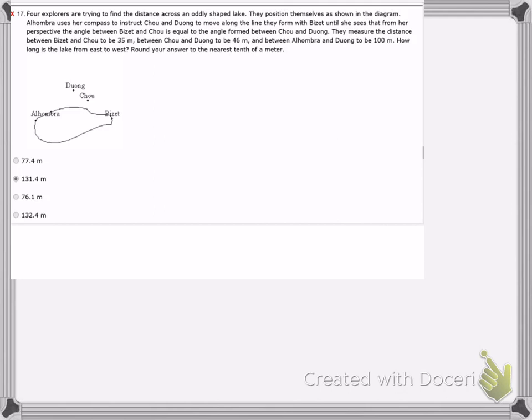Let's have a look at this. These 4 explorers positioned themselves as shown in the diagram. Alhambra uses her compass to instruct Chow and Duong to move along the line so they form with Bisset, until she sees that the angle between Bisset and Chow is equal to the angle formed between Chow and Duong. Let's stop there and put these angles in.